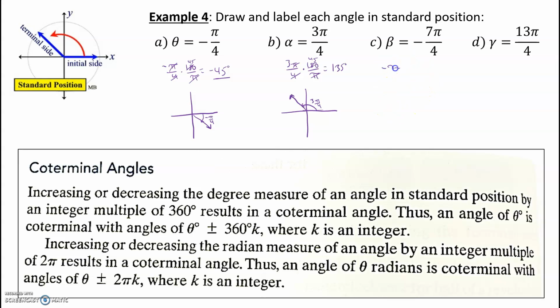Here, negative 7 pi over 4 times 180 over pi. Again, putting it in terms of degrees. We're getting a lot of the pi over 4s here. So what do we got? Negative 7 times 45 is negative 315. So you're here. Again, negative 90, negative 180, negative 270, and a little bit more is negative 7 pi over 4.